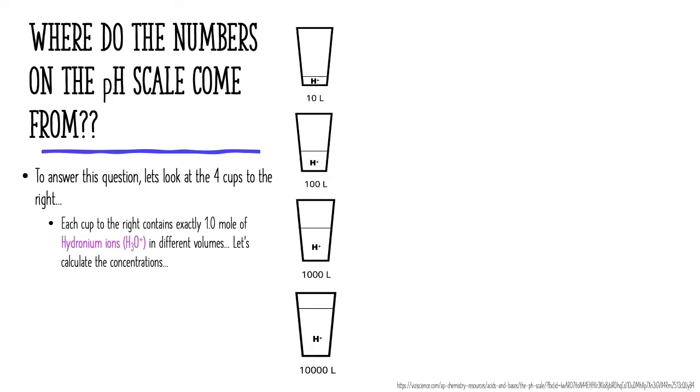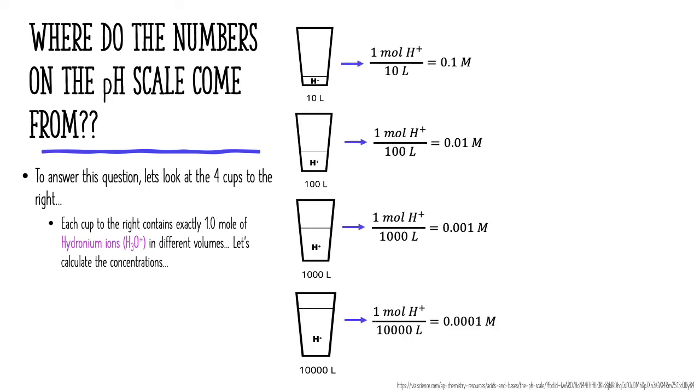So if you notice, this first cup has 10 liters, the second cup has 100 liters, then 1,000, and then 10,000. And so each one of these cups, its volume increases by a factor of 10. So 10 times 10 is 100, times 10 is 1,000, and 1,000 times 10 is 10,000. So that's an important observation to make here. So let's go ahead and calculate the concentration of hydrogen or hydronium ions in each one of these cups.